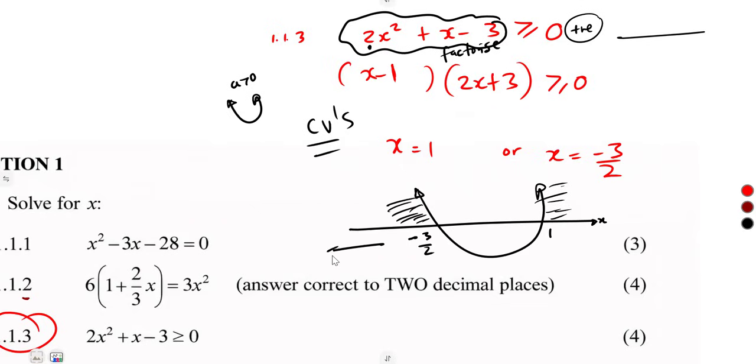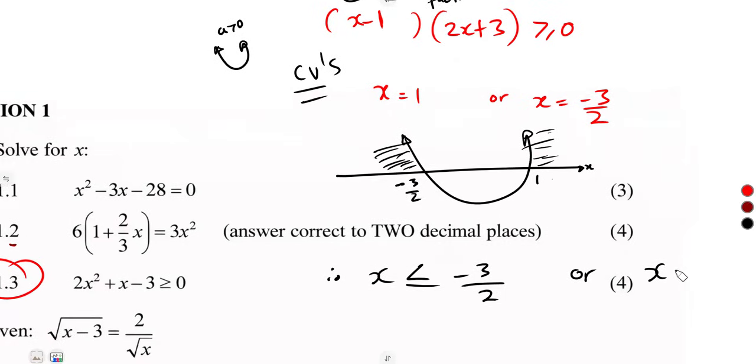So the values that are to the left side of -3 over 2, they are less than -3 over 2. So therefore x is less than or equal to, there is an equal to in our question, so it's less than or equal to -3 over 2. Or we are going to have another x values which are to the right side of 1, they are greater than 1. They are bigger than 1. So x is greater than or equal to 1. That will be another solution.